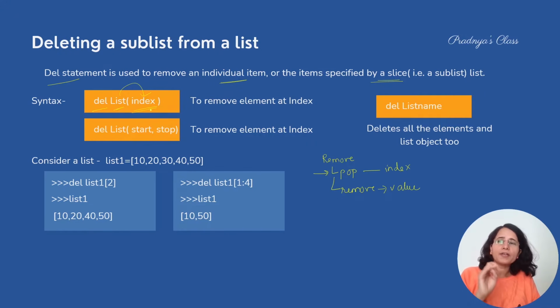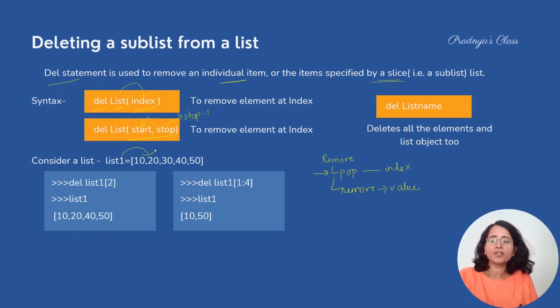So what is the advantage of the del statement? We can even remove the slice from the string specified by this range. It will go from start and it will continue till stop -1. So let's consider one example.